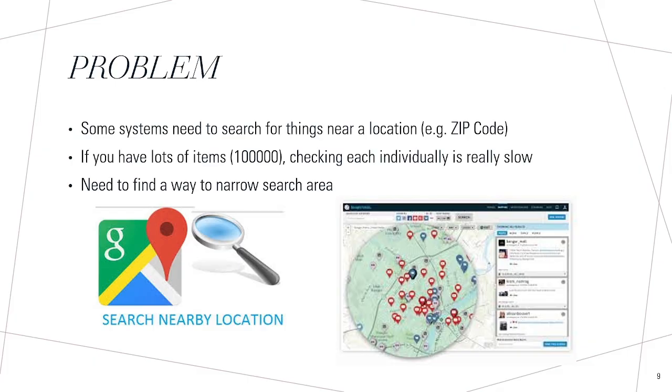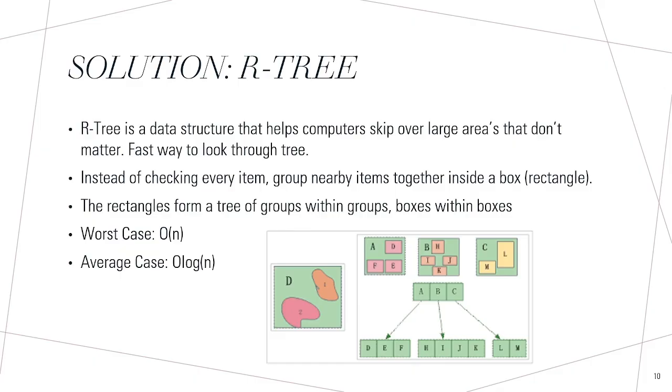But one of the given problems that some of you developers might face is that some systems need to search for things within a location. So you can think of this like a zip code. And if you have lots of items, like hundreds of thousands, millions, and you're checking each individually, it can be pretty slow. So we need to find a way to narrow that search area down. And in comes the solution, which is the R tree.